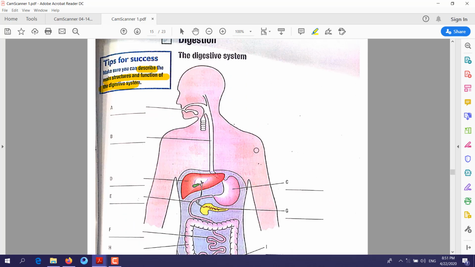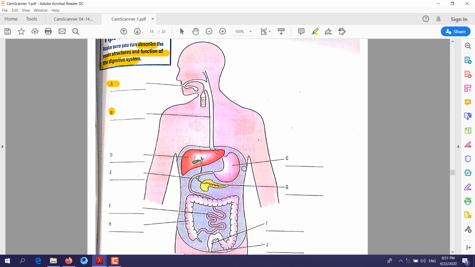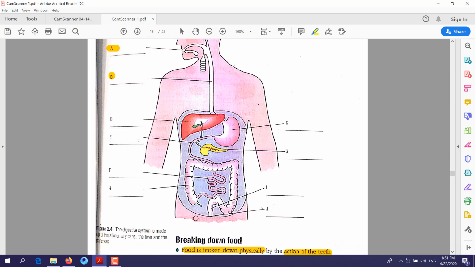Let's do it together. A, we said this organ. Which part is this one? What's the name of this organ? Mouth. Then B. What's this? Esophagus. C. What's this? It's a stomach. D. What's this? It's a liver. And so on. E.